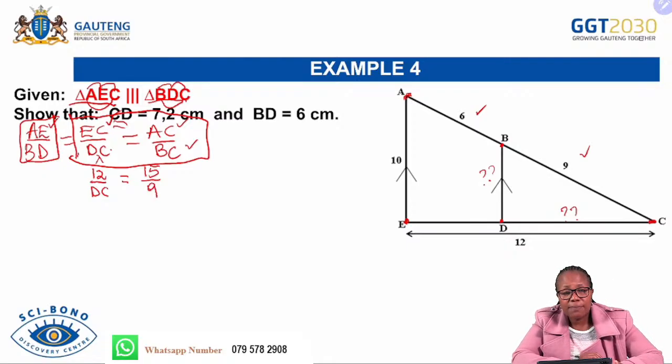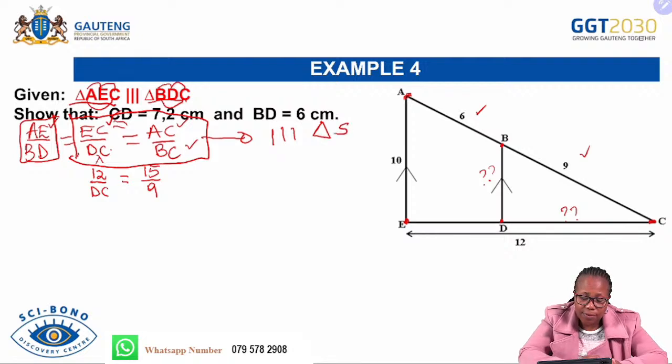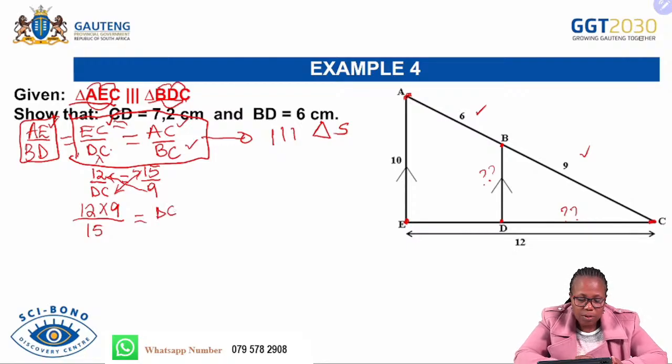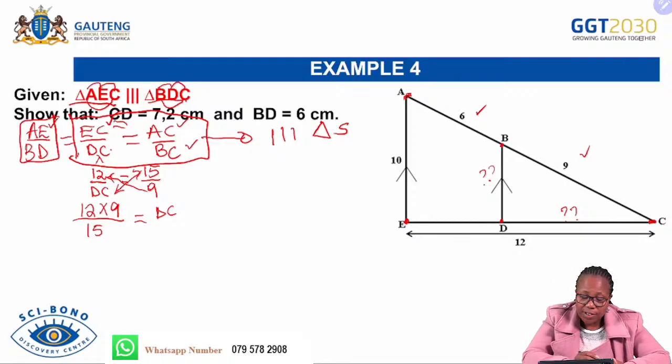Okay. And then after substitution, grade 12, you now follow what? Cross multiplication. Okay? And remember, this ratio comes from similar triangles. Now let's cross multiply. We cross 9 to 12, then we end up with 12 times 9. And then we cross these two: 15 down, DC up. So 15 will be the denominator. Then DC will be equal to 12 times 9 over 15, which gives us how much? DC equals 7.2, which is what we are looking for.